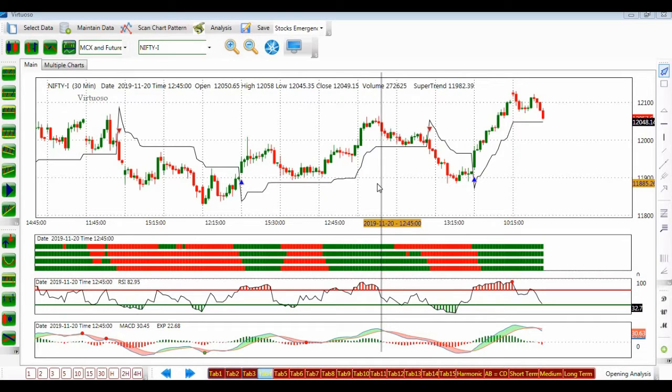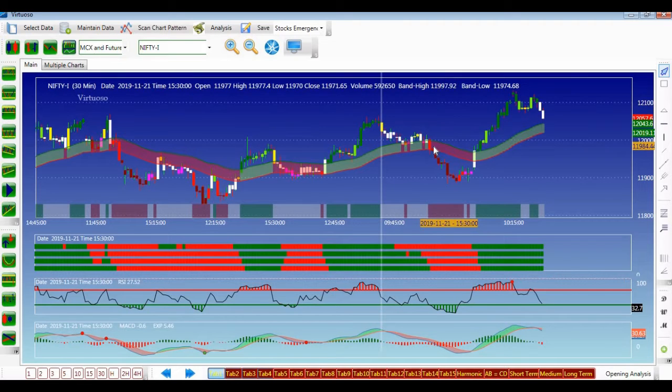This is the demonstration of Virtuoso software. Now let me first start with the look and feel of the software. So you can see this is the first screen of Virtuoso software. These are different tabs and studies by which you can analyze the market in various ways.